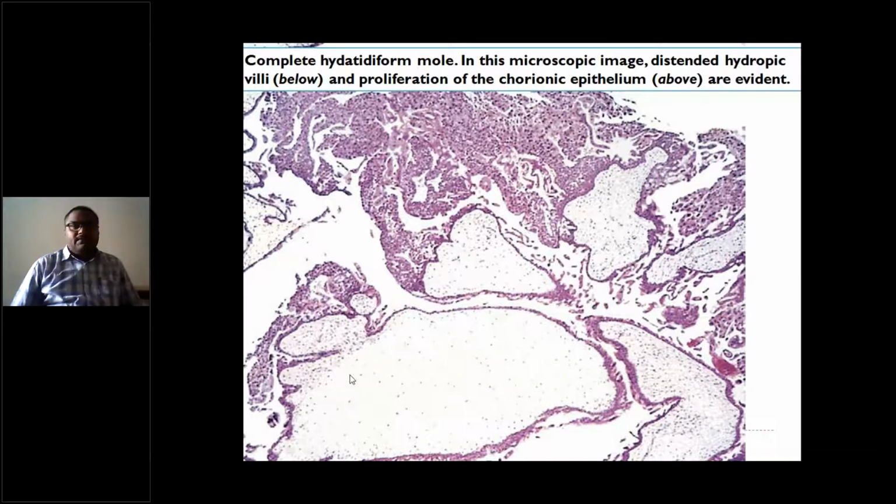This is the gross picture I showed you previously, and this is how it looks microscopically. You can see cystically dilated chorionic villi with a lot of central hydropic degeneration, lined by simple cuboidal cytotrophoblasts and a few multinucleated syncytiotrophoblasts. You can also see marked cytotrophoblastic and syncytiotrophoblastic proliferation surrounding the villi.